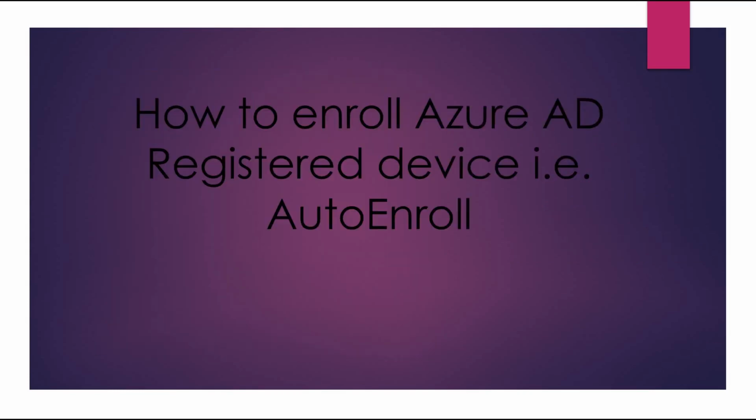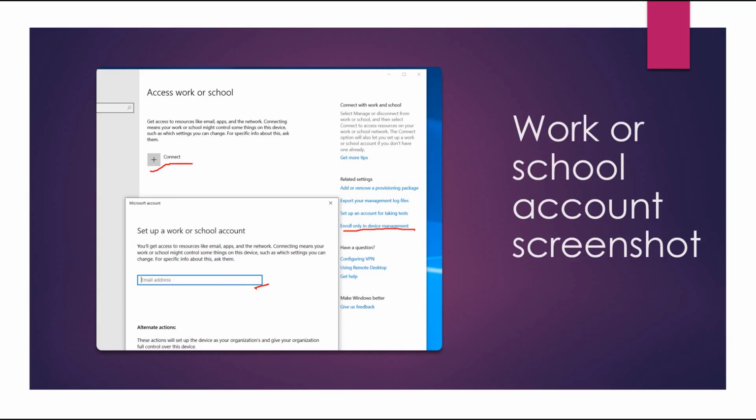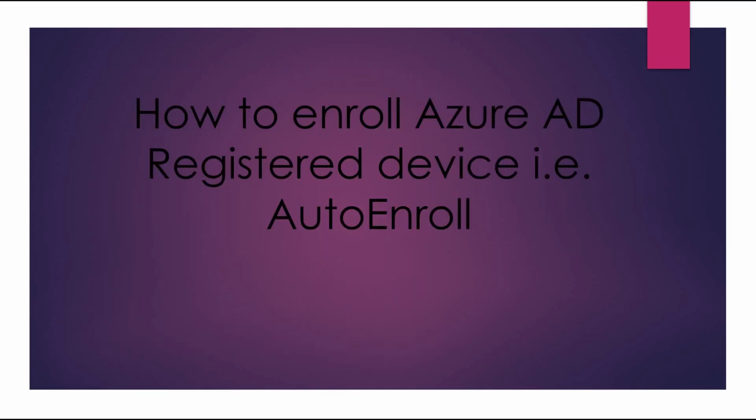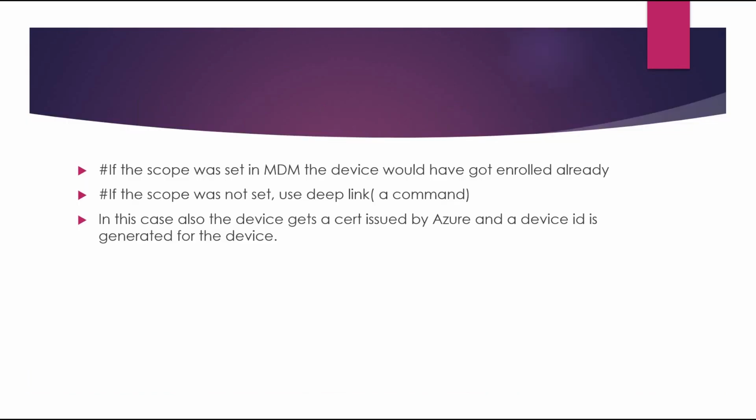Let's say I have a device which was Azure AD registered. I clicked on Connect, entered my username and password, and the device was Azure AD registered. How can I enroll this device to Intune? Obviously the first option is that if the scope was set, then the device would have already got enrolled. That is what auto-enrollment is. If the device is Azure AD registered, it will automatically enroll to Intune. You don't have to do any other step in order to do that enrollment.